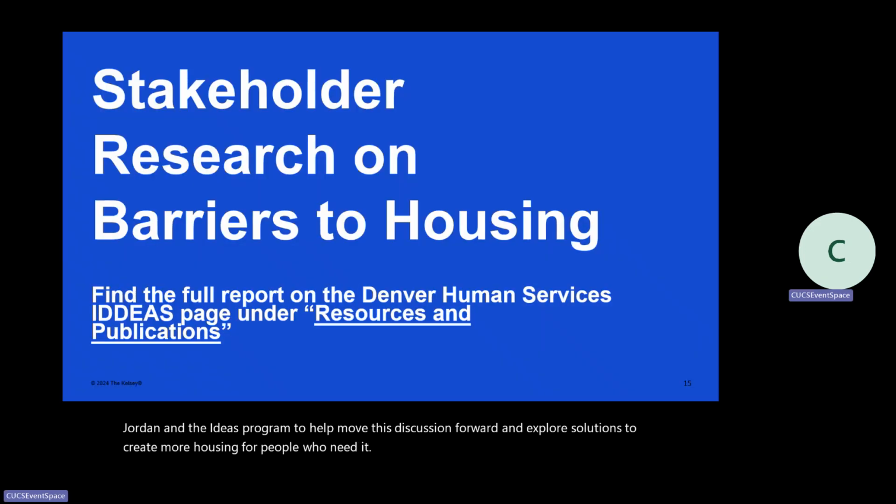So the stakeholder research that we did on this project really focused on not necessarily the people in this room. It focused on landlords and property managers and not necessarily people who focused on IDD housing. We wanted to understand how to help encourage people who didn't already create housing for people with IDD, and have them recognize that this is a problem and that they're part of the solution for it.